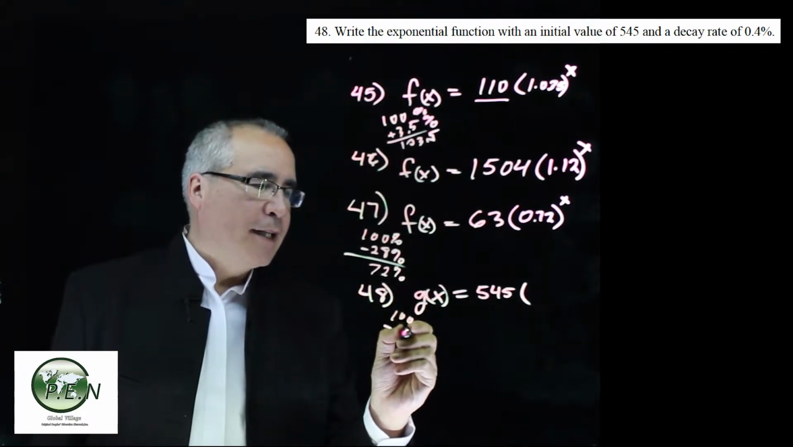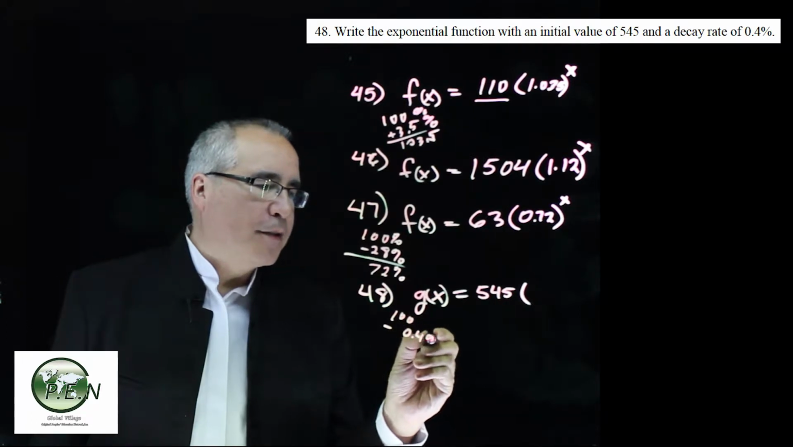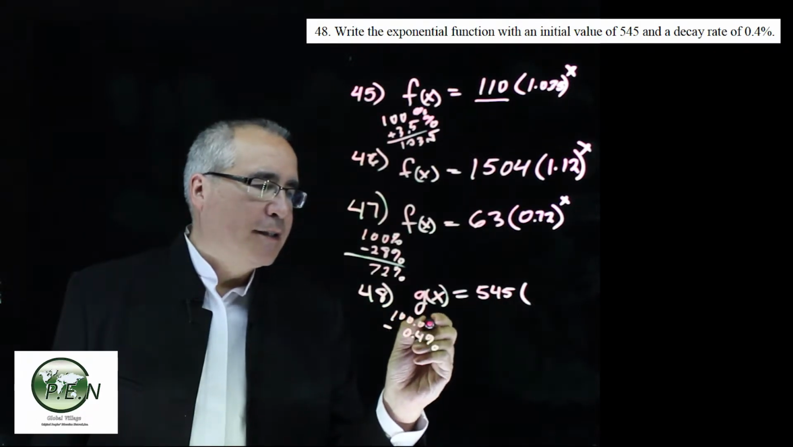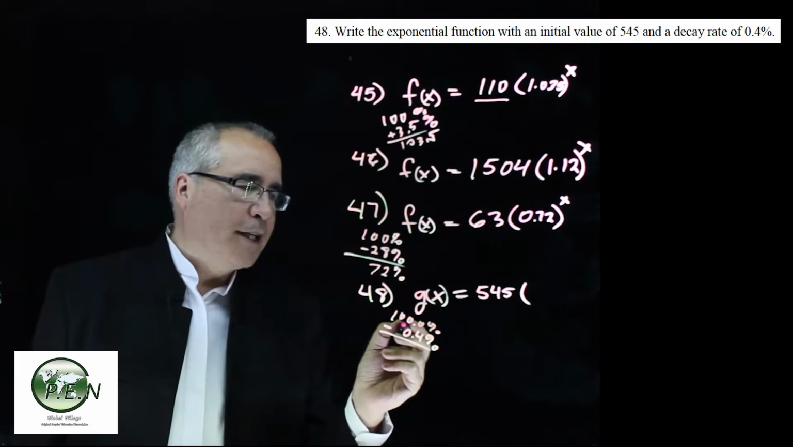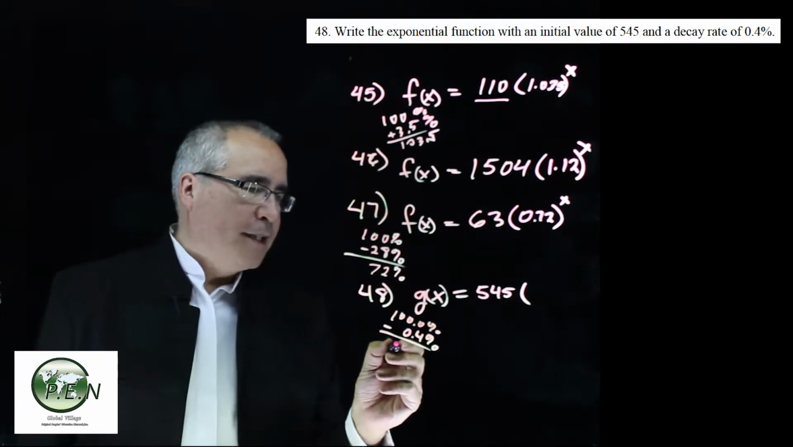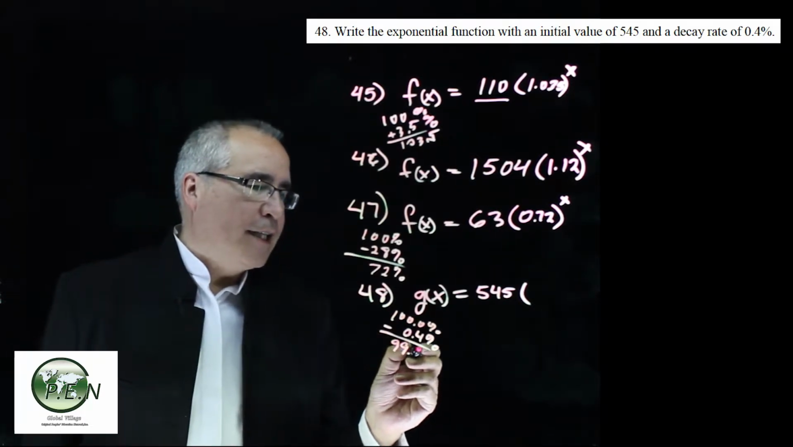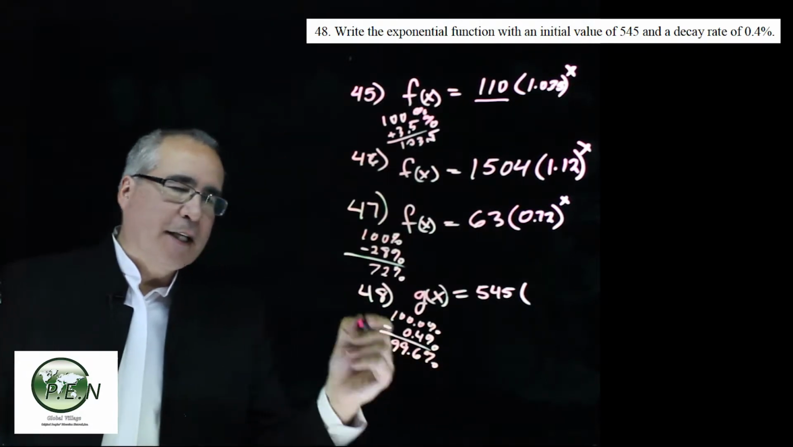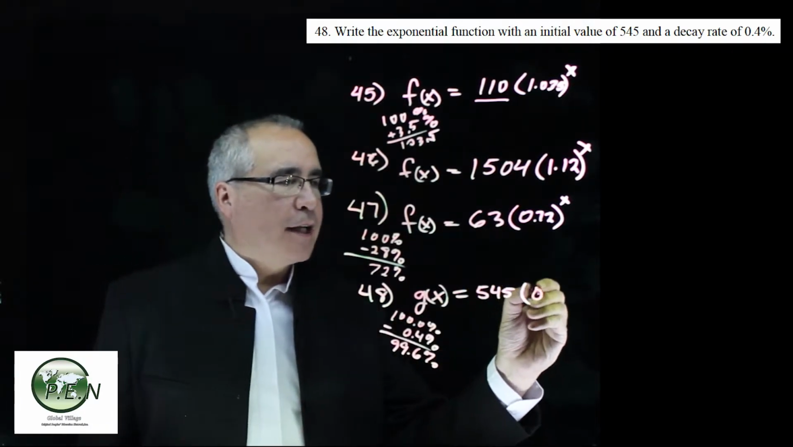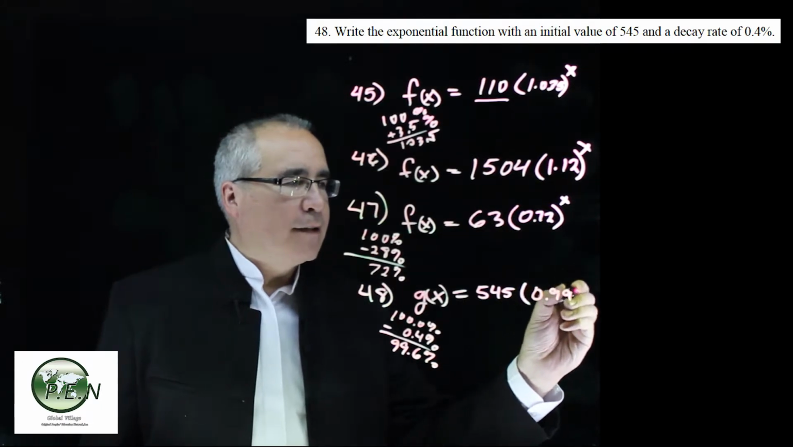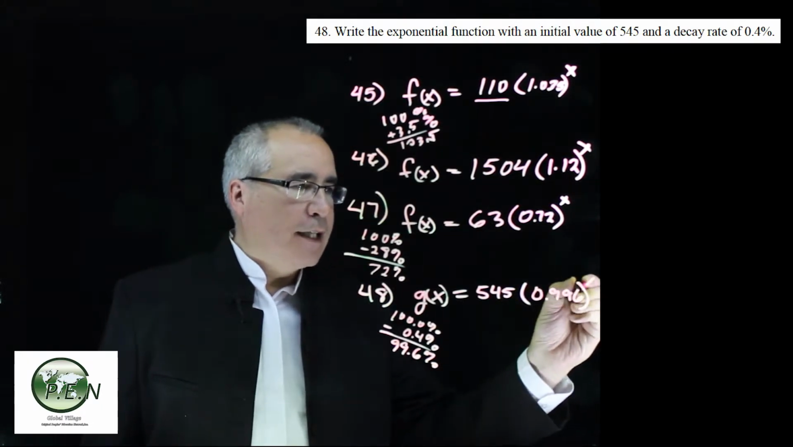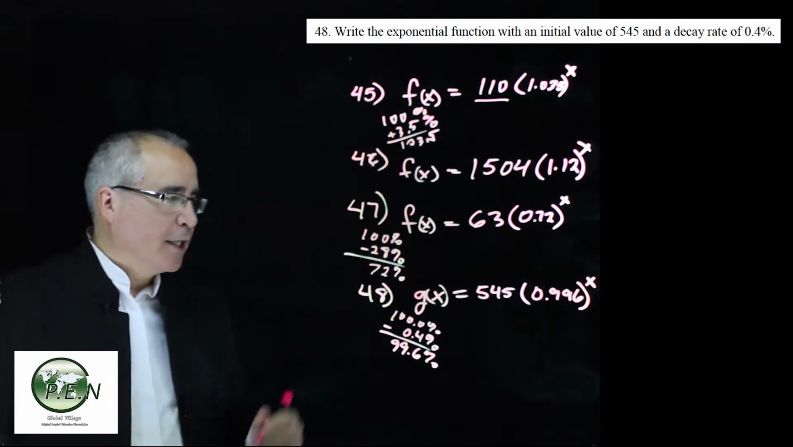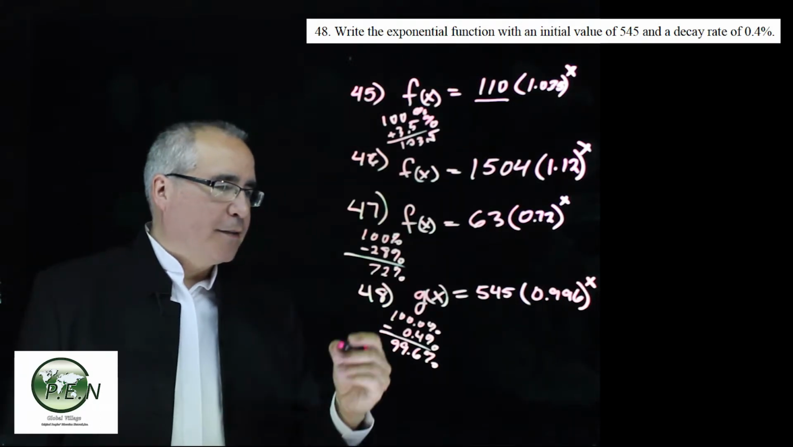100% minus 0.4%. So not losing much, but we're losing some. So when you do the subtraction, this is 99.6% that we're getting back. Again, move the decimal over 2 places. What we should have here is 0.996 is our decay rate. And there's our exponent for the number of times that happens.